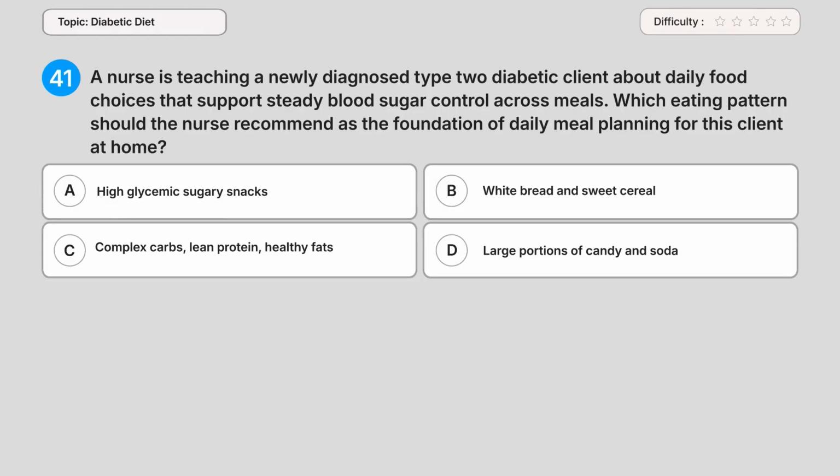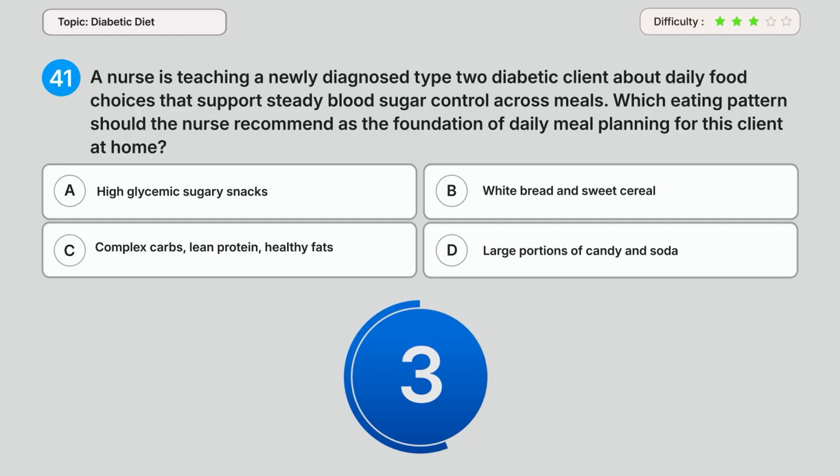41. A nurse is teaching a newly diagnosed type 2 diabetic client about daily food choices that support steady blood sugar control across meals. Which eating pattern should the nurse recommend as the foundation of daily meal planning for this client at home? A. High glycemic sugary snacks. B. White bread and sweet cereal. C. Complex carbs, lean protein, healthy fats. D. Large portions of candy and soda. What do you think is the answer?